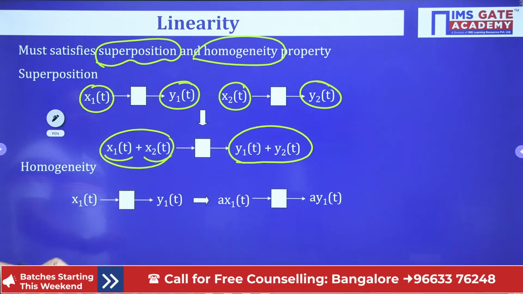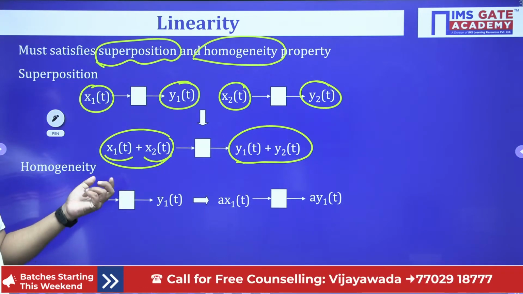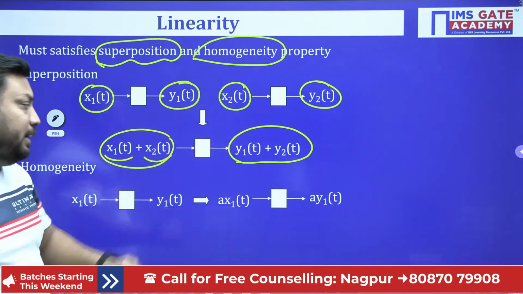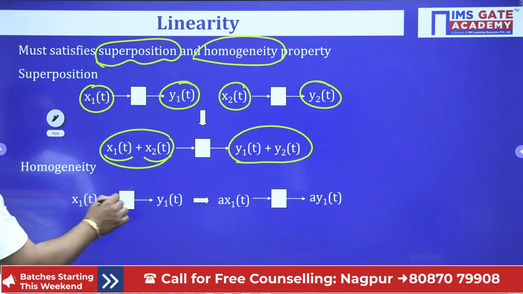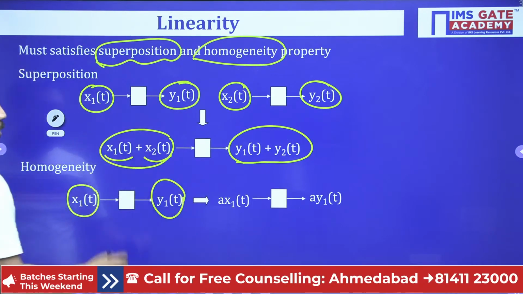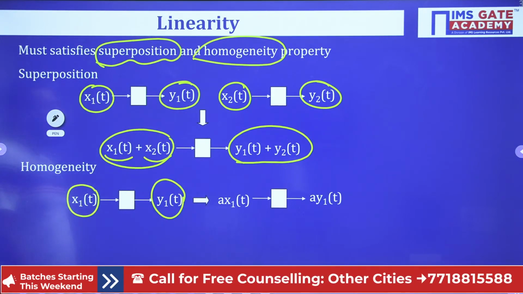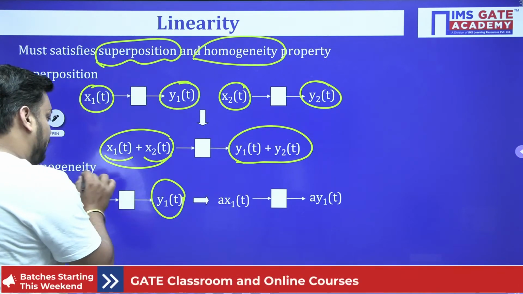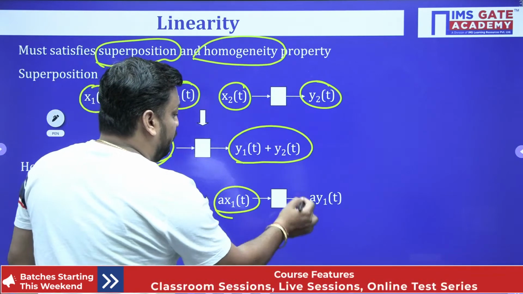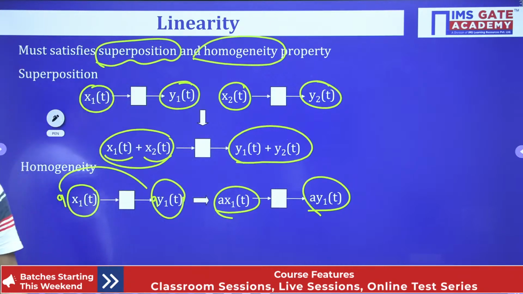So what is the meaning? Superposition says that if we are adding at the input terminal, the output terminal should also be added. If a system is given the input x1(t) and provides the output y1(t), and I multiply with a scaling factor a, a homogeneous factor, then the scaling factor also reflects in the output. Similarly, a x1(t) will give you a y1(t).